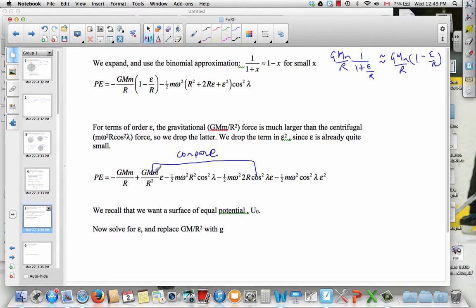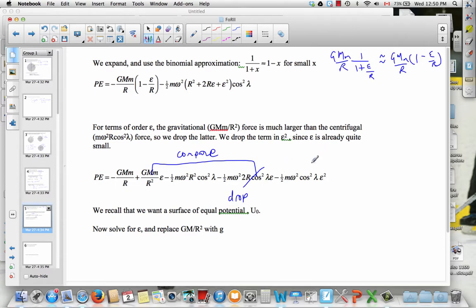This one is GMm over R squared times epsilon. This one is m omega squared R cos squared lambda times epsilon. Well, it turns out that this is a gravitational force on the water element, and this is the centrifugal force on the water element, and the centrifugal force is much smaller. Because the gravitational exceeds the centrifugal, we're just going to drop this one. This just makes our algebra easier, and it preserves the highest order effect.